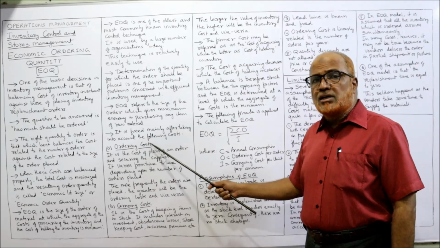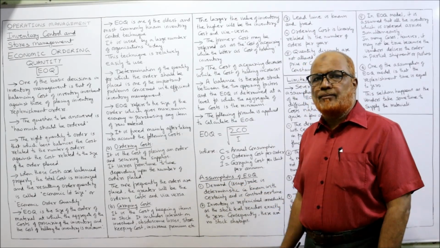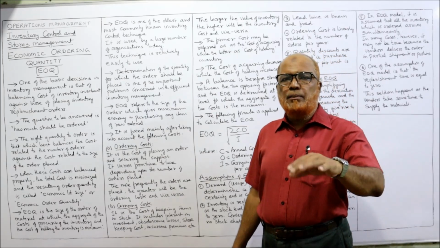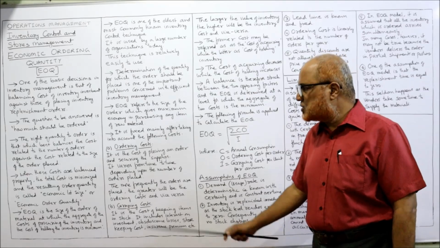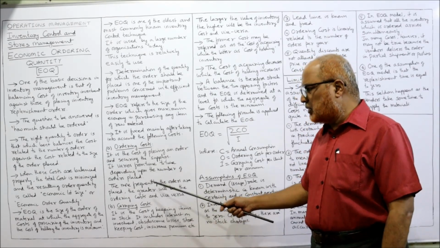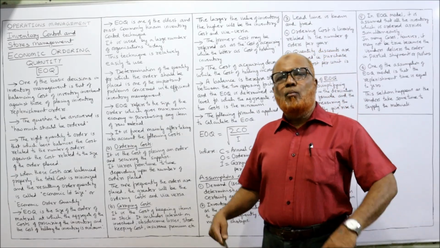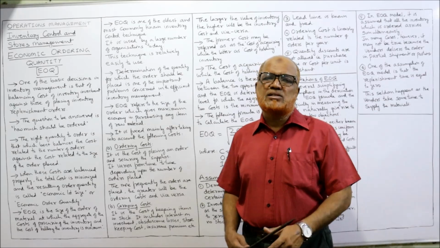So what is ordering cost? It is the cost of placing an order and securing the supplies. The cost incurred in placing the order and receiving the goods is called ordering cost. It varies from time to time depending on the number of orders placed. More orders, more ordering cost. Less orders, less ordering cost.